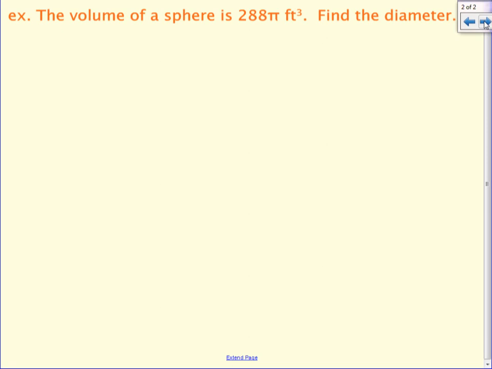All right, the volume of a sphere is 288 pi feet cubed. Find the diameter. So working completely backwards. So we're still going to start with that formula. We're going to put in the information that we know. In this case, that's the volume. But we don't know the radius. All right, let's solve for the radius.